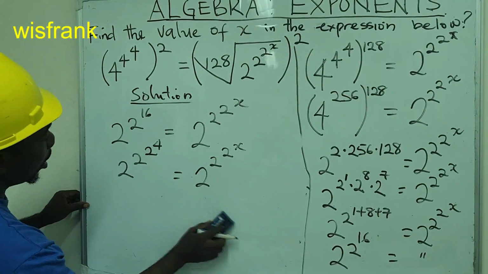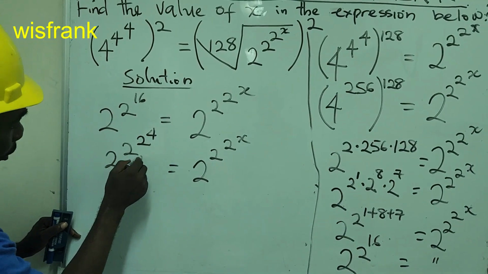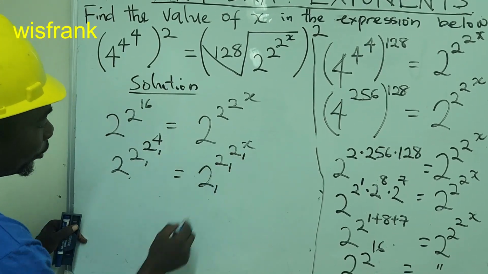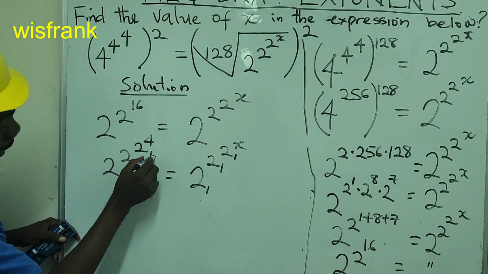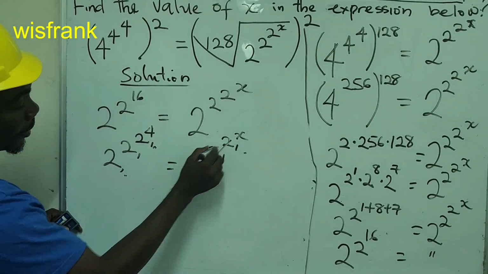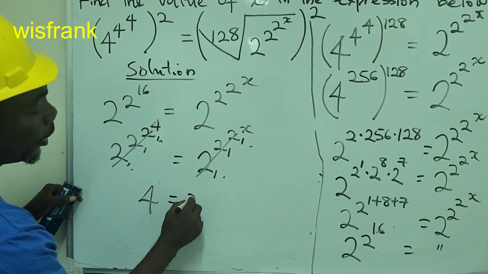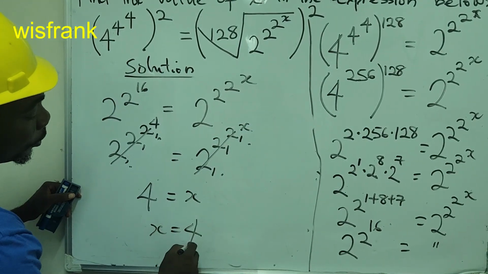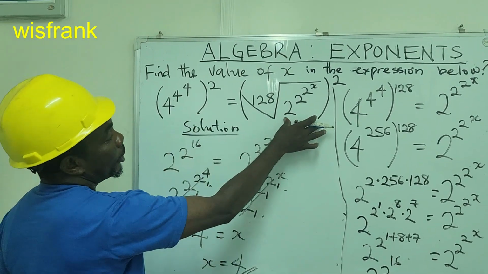As you can see, we have 2 raised to the power of 2 raised to the power of 2, and on the other side we have 2 raised to the power of 2 raised to the power of 2. If we call these three 2's, they are the same. So they cancel themselves because they are the same, and we are now left with 4 equals to x. So we have our value as x equals to 4. So this is the value of x for this given expression that we have here.